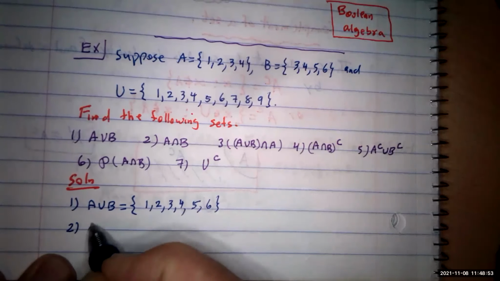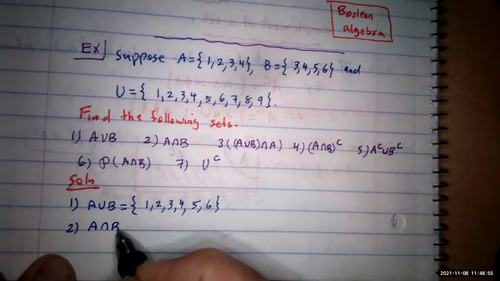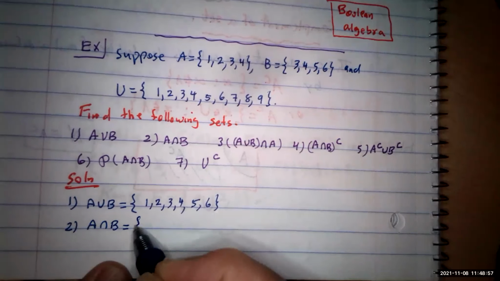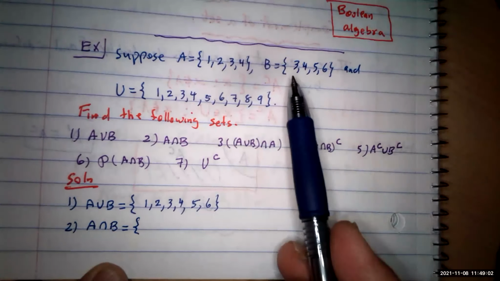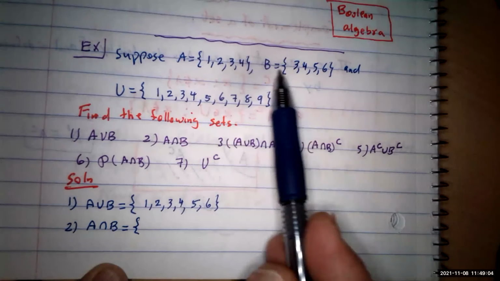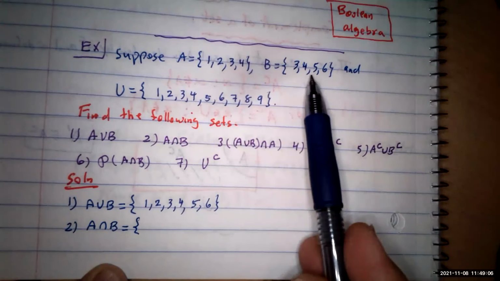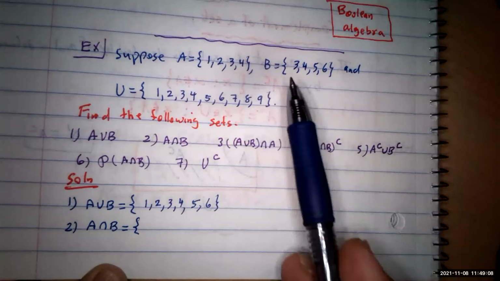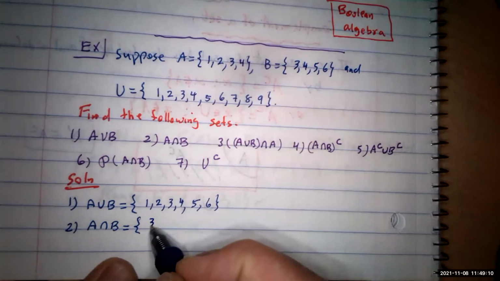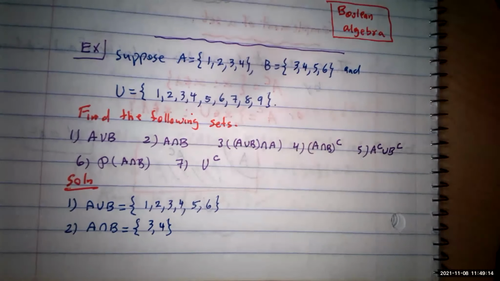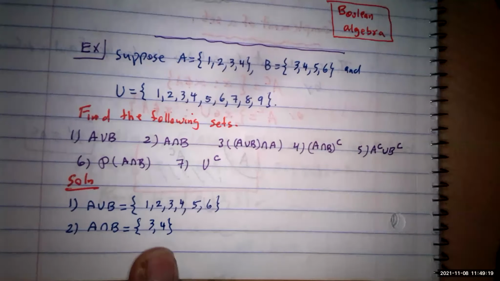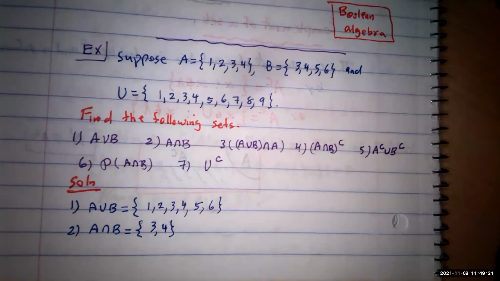Intersection. Intersection means the common elements. Just check to see if you get a common element in these sets. What are the common elements? 3 and 4. And remember, you have to use set notation. You cannot say it's equal to 3, 4. Doesn't make sense. You must have the set notation here. Okay, question?